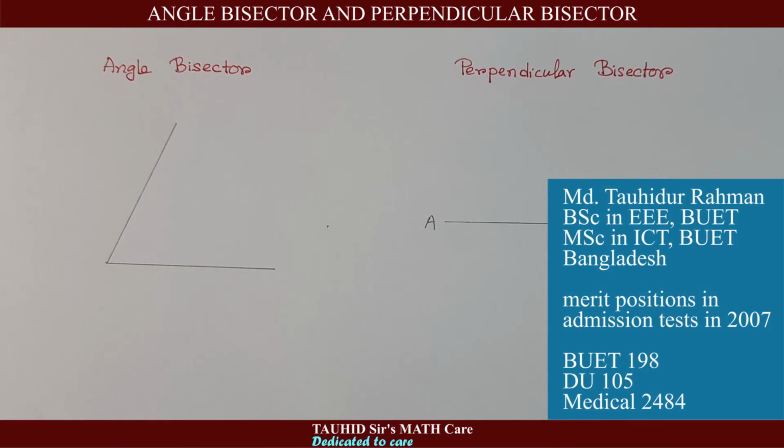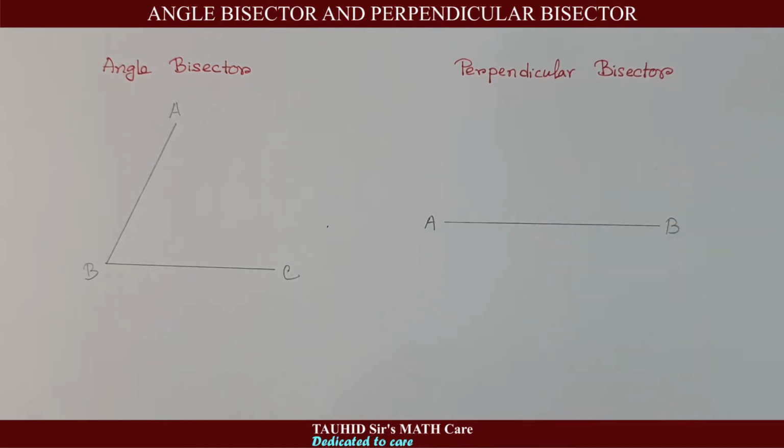Now we will learn how to draw an angle bisector and a perpendicular bisector. We are given an angle ABC. We need to draw an angle bisector which bisects the angle ABC.